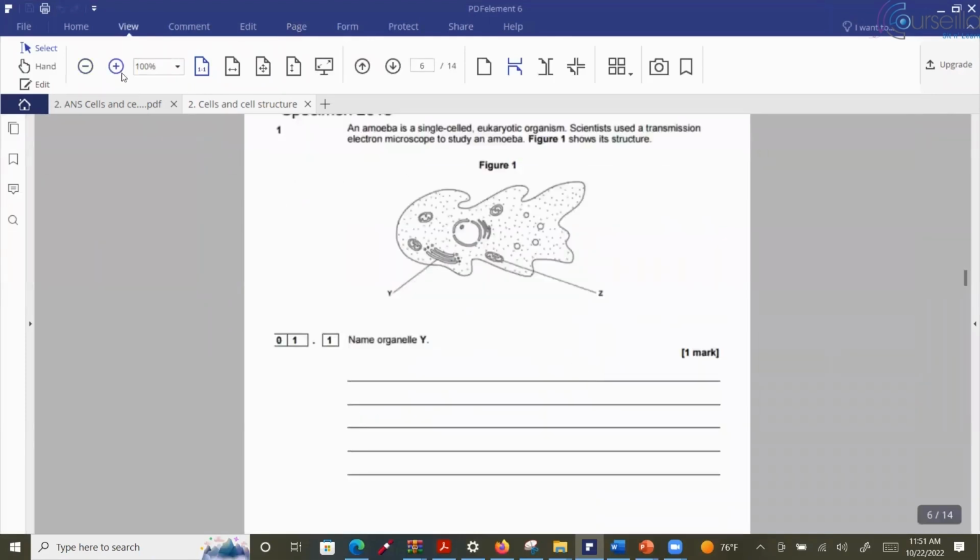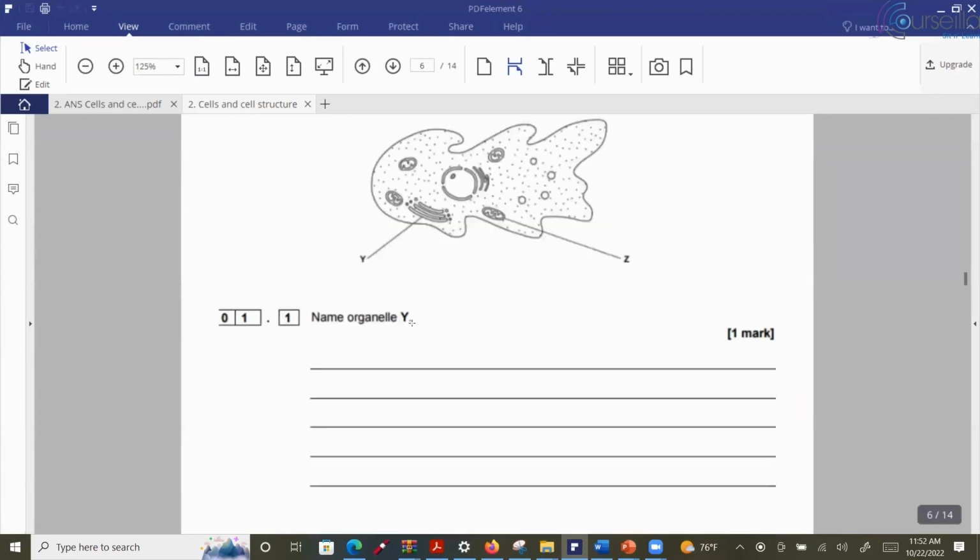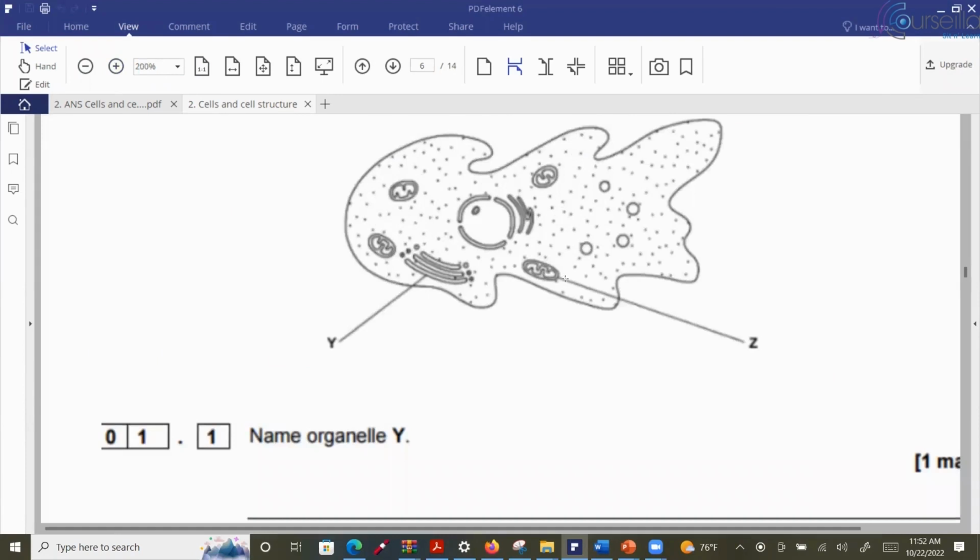Okay, let's solve this question. This is a specimen 218 exam. This is a microscopic aquatic microorganism called amoeba, a single-celled eukaryotic organism. Scientists use a transmission electron microscope to study an amoeba. Figure 1 shows its structure. Name the organelle Y. This is so easy. What's organelle Y? I'm zooming in. So apparatus. Y. Yeah, the Golgi apparatus.